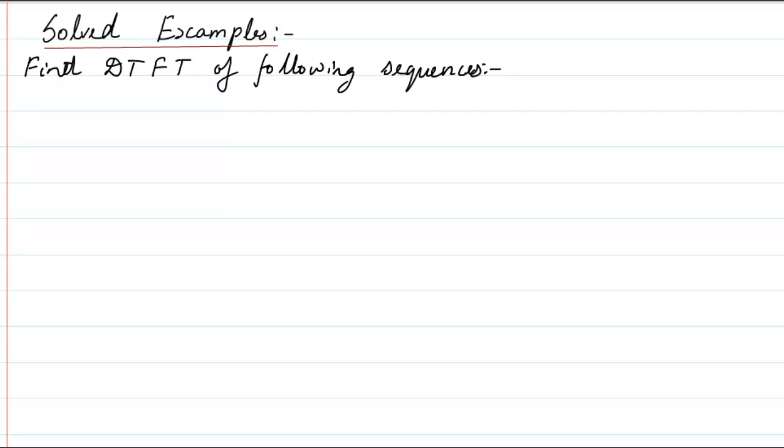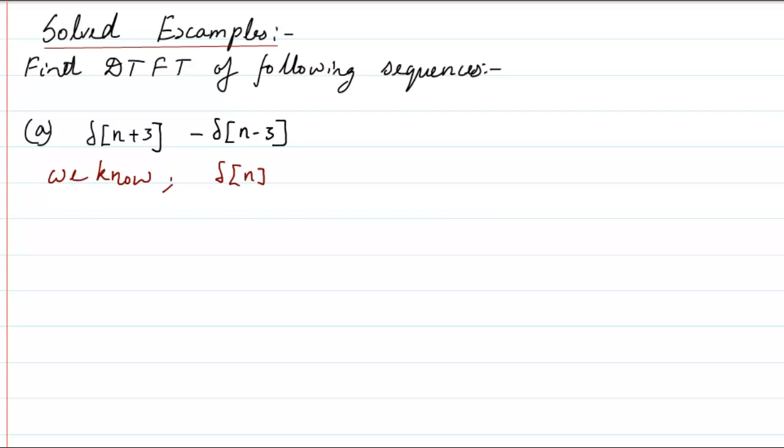Find the DTFT of the following sequences. The first one is delta n plus 3 minus delta n minus 3. So basically for solving, I will use the concept. We know that delta n, if you take the DTFT, its value comes as 1.